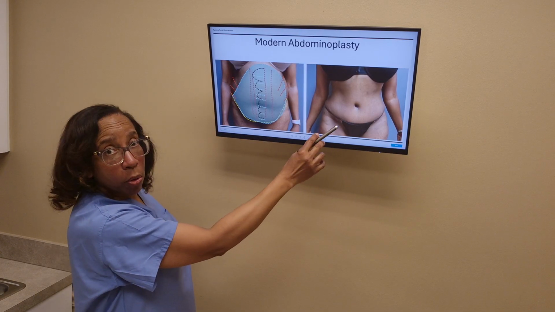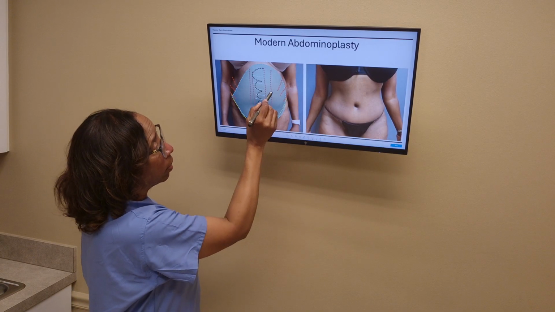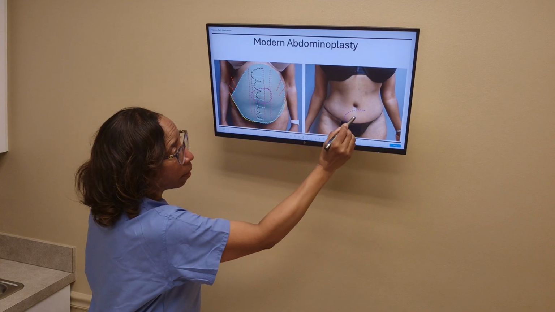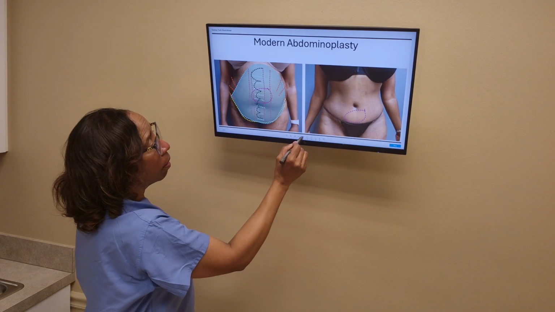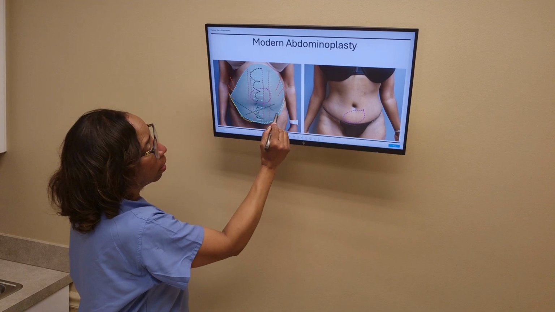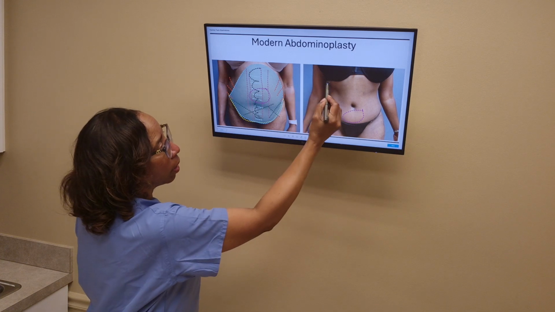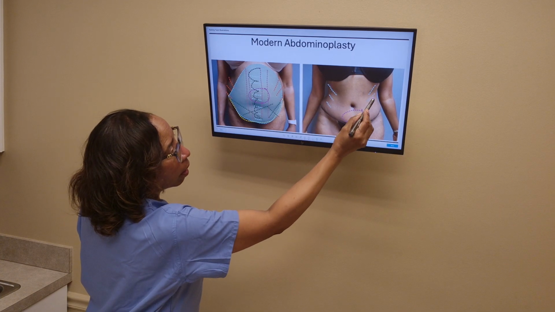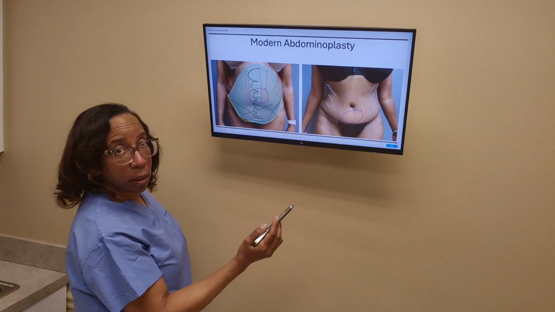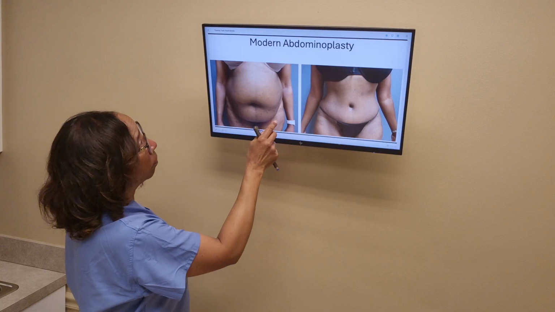So when you look at this post-op photograph on the right, this skin that's above the belly button is now down here. All of this skin has been removed. And then the sides are contoured. And that's how you get a nice hourglass during a tummy tuck procedure. Now let's look at some other examples.